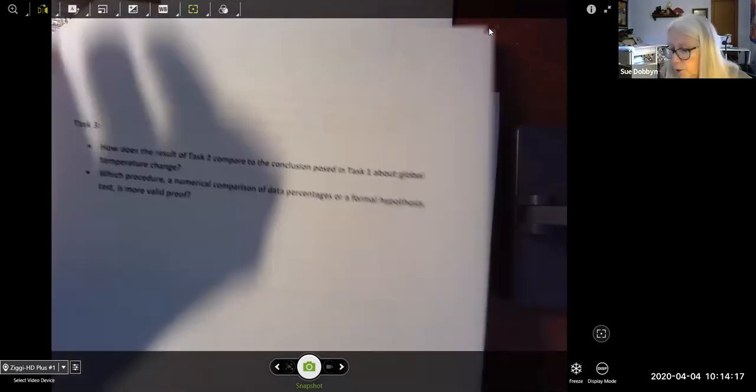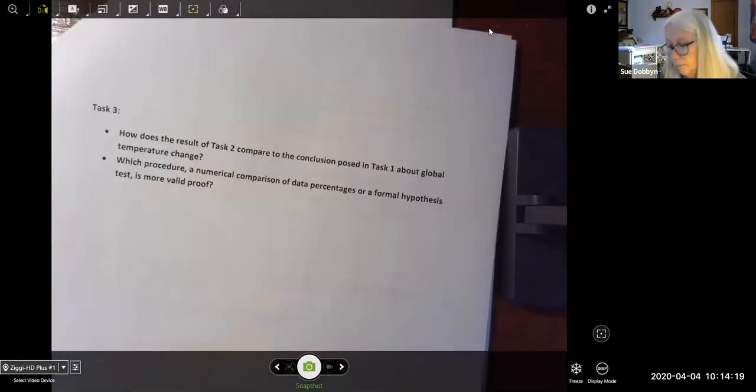Task 3 just says, how does the result of task 2 compare to task 1? Well, you reach the same conclusion that it's getting hotter in the 2000s than it was in the 1900s. But which is the more valid proof? A formal hypothesis test is always the more valid proof.